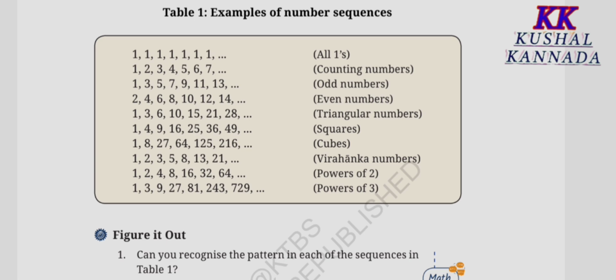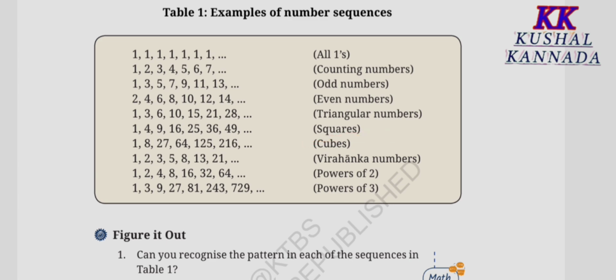Next, triangular numbers. In the sequence, each term is the sum of the first consecutive counting numbers, as 1 is equal to 1, 1 plus 2 is equal to 3, 1 plus 2 plus 3 is equal to 6, 1 plus 2 plus 3 plus 4 is equal to 10, 1 plus 2 plus 3 plus 4 plus 5 is equal to 15, 1 plus 2 plus 3 plus 4 plus 5 plus 6 is equal to 21. So like this.